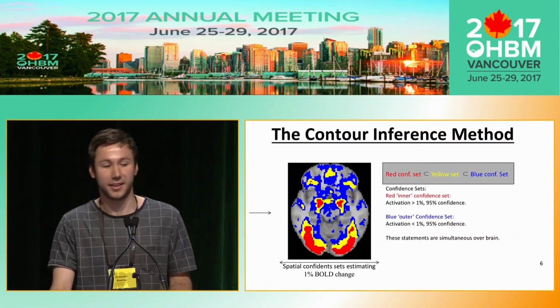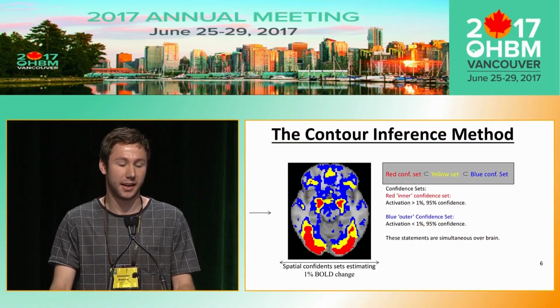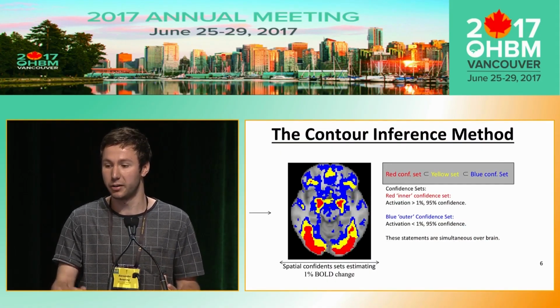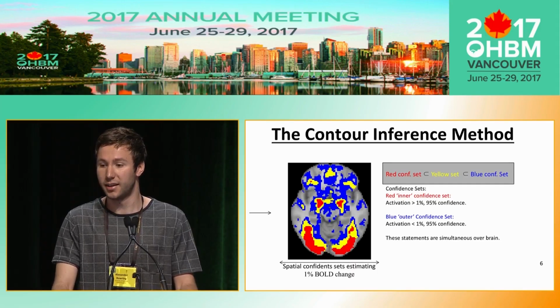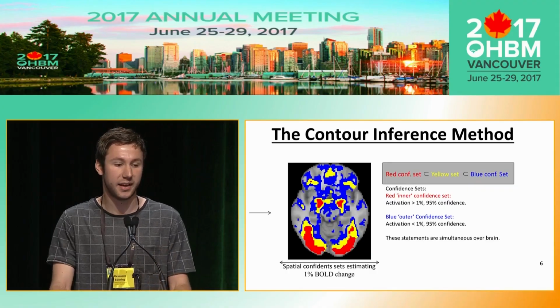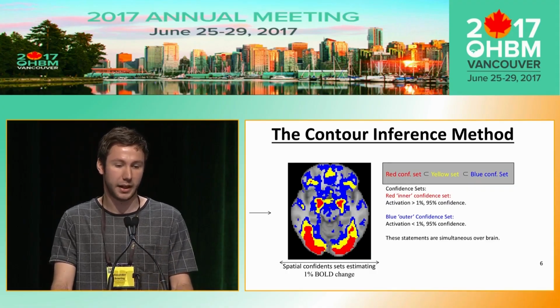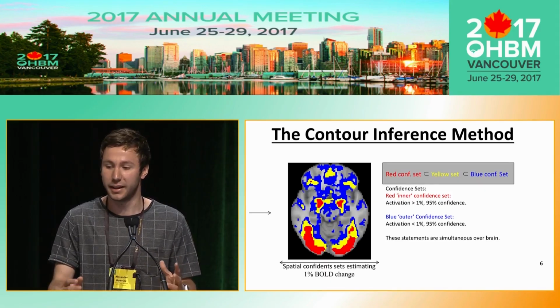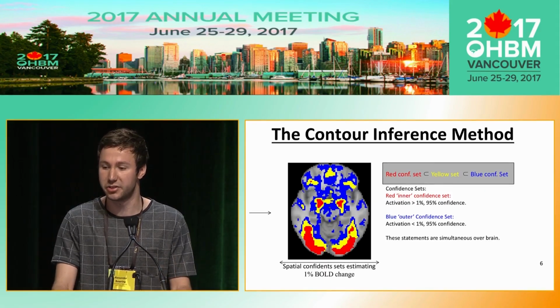So at this point, you're probably asking, what exactly are the sets that you're seeing here? I'm just going to use this picture to illustrate, and then we're going to go into contrast later. When you apply the contour inference method, you get 3 sets. First of all, there's this yellow point estimate set, and this is nested between the red and the blue confidence sets, which are acting kind of like a confidence bound on the spatial precision.